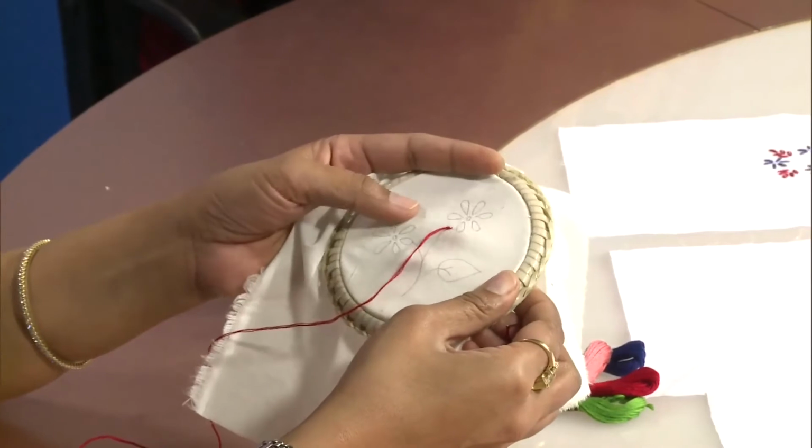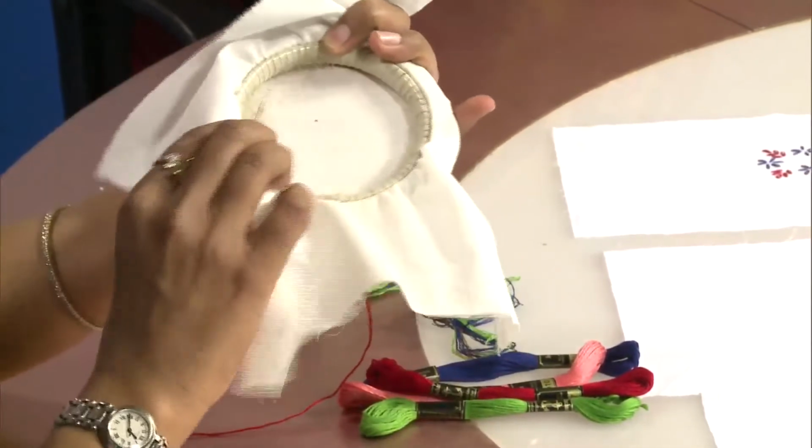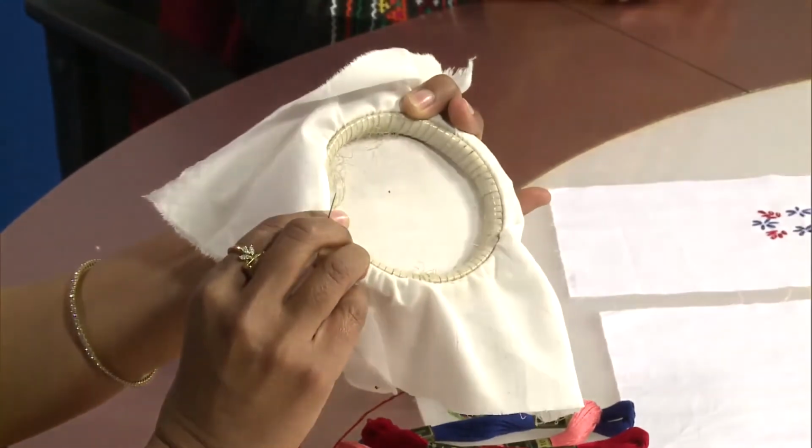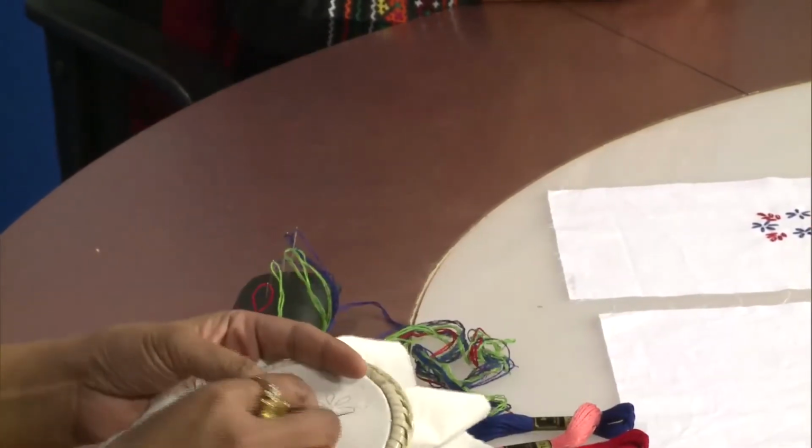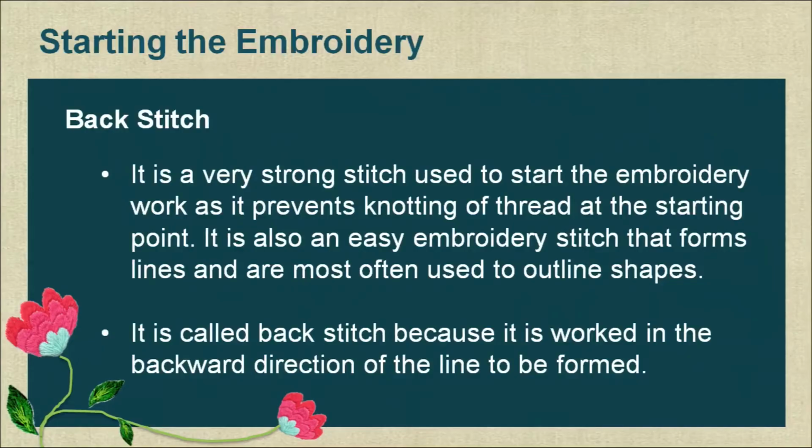Now we are ready to start the embroidery, and as you can see, there is no knot at the back. So now you have seen Sarika has just started the embroidery using a backstitch, and you must be wondering why it is called a backstitch, because the stitch was moving in the backward direction and it does not give any untidiness at the back. So it is a very strong stitch which is used to start the embroidery work, as it prevents knotting of thread at the starting point.